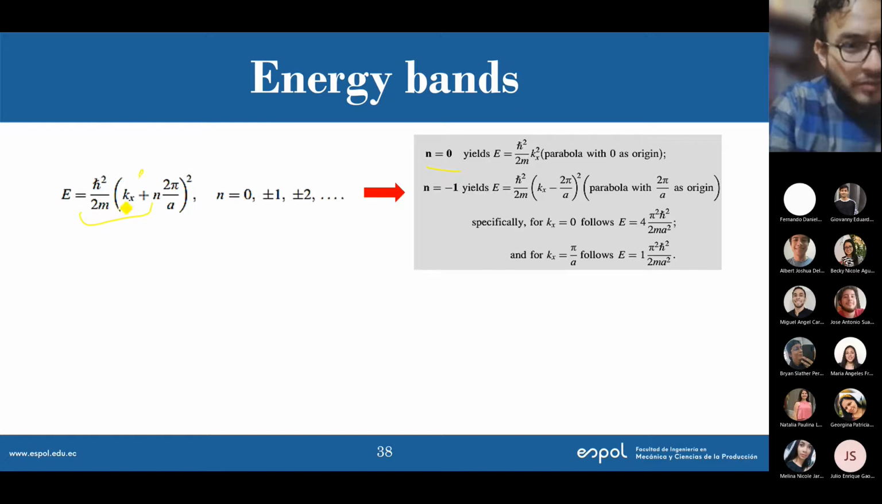Well, kx squared, right? Because all this term goes to 0. So how does that look? I guess you can just plot it. That just becomes a parabola, right? This equation is just a parabola with 0 as an origin. If I'm plotting E versus k, which is what I'm plotting, that's just going to be a parabola with 0 as an origin.